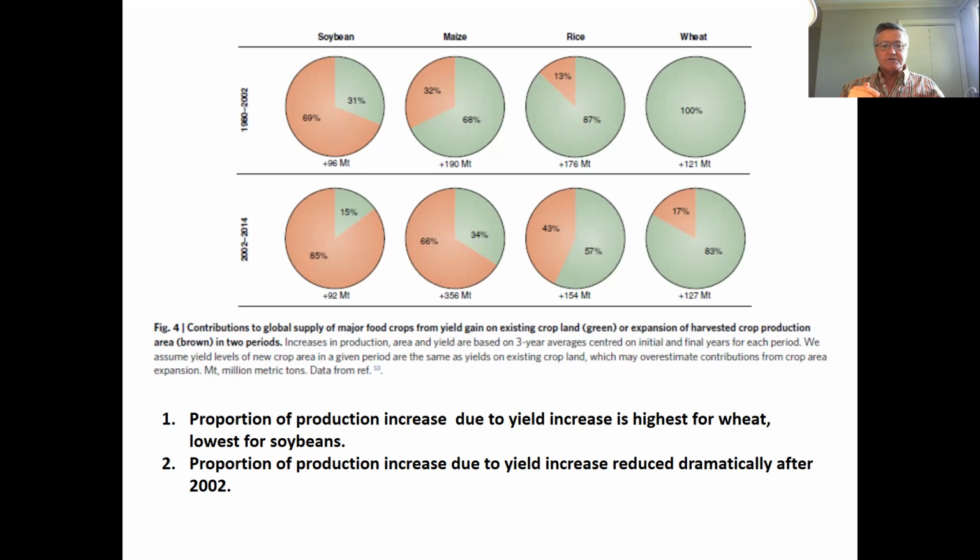All of those situations changed in the most recent 2002 to 2014 period, where we now have 85% of the growth of soybean production due to area expansion, 66%, so 2/3 of the maize increase in production due to area expansion, and even wheat went from 100% all due to yield to only 83%, so 17% of the wheat increases have resulted from increase in area.